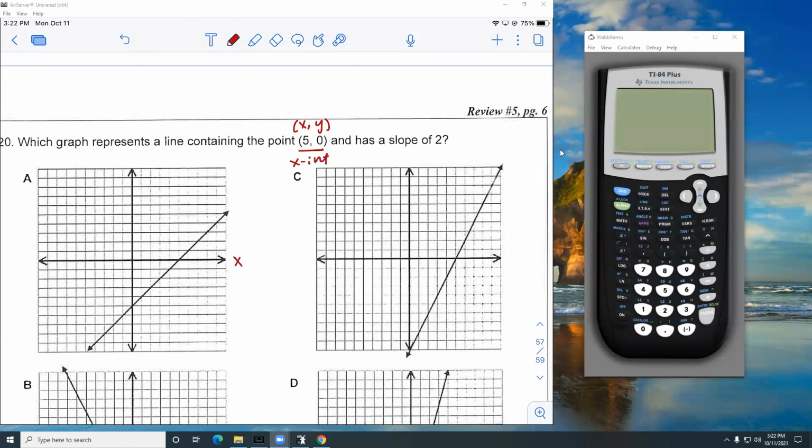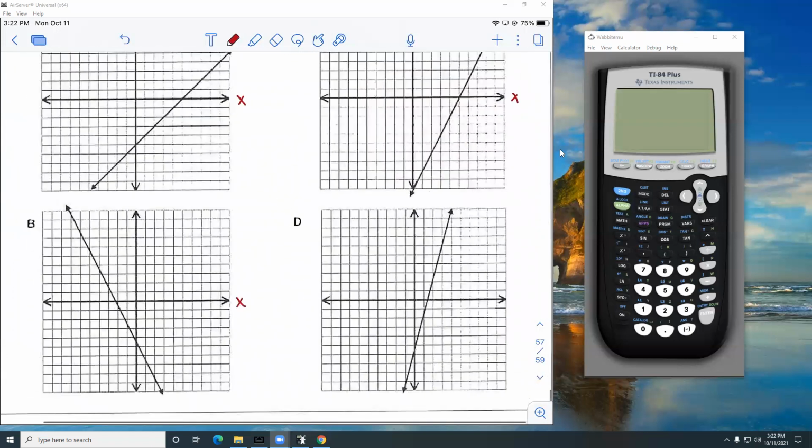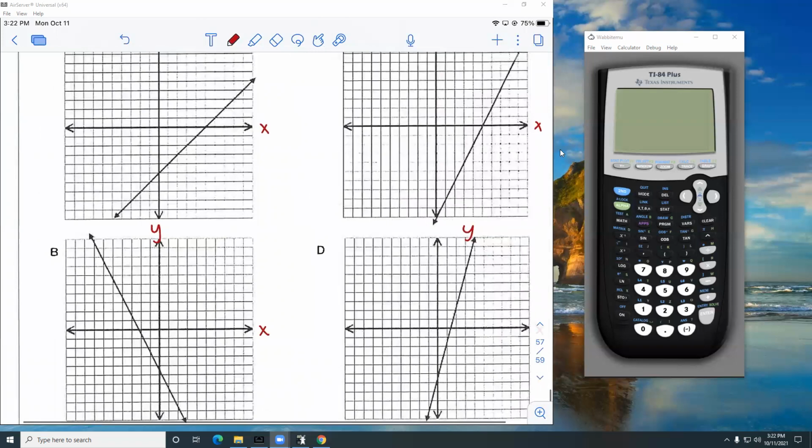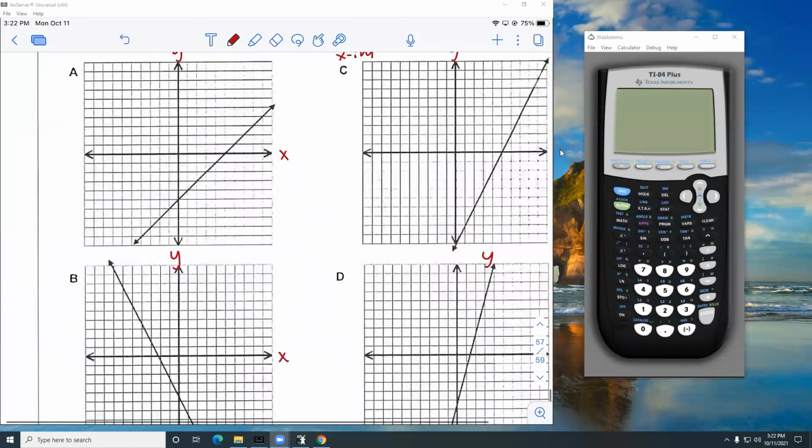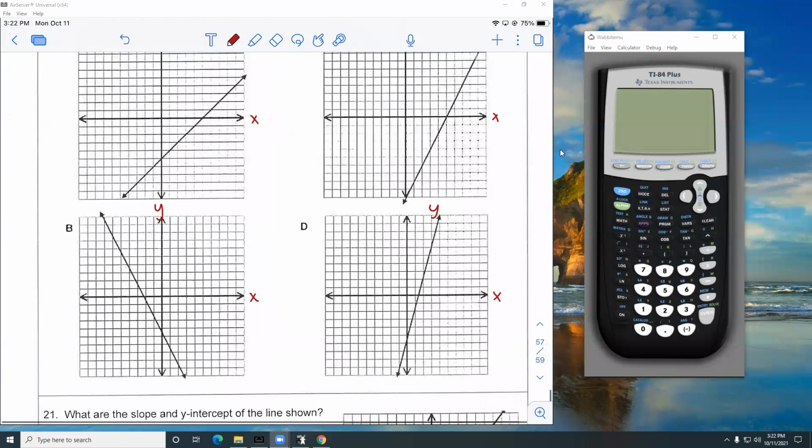So I just need to look at my x and my y-axis. And I need to see which one of these crosses at 5 on my x. Now, number 8, so sorry, y'all. I'm talking about part B. I was about to say number B. Y'all, I'm losing my mind.